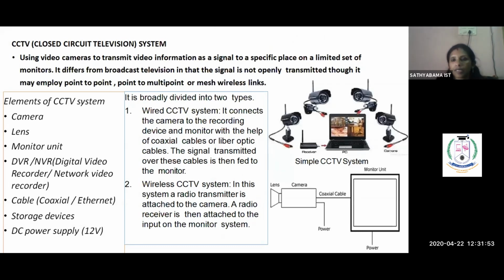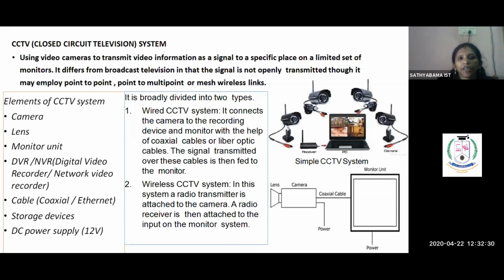Coming to your CCTV. Your CCTV is generally used for security purposes in many malls, hospitals, railway stations, everywhere, and in personal homes also we are using CCTV. CCTV is nothing but a closed circuit television system. It uses video cameras to transmit video information as a signal to a specific place or a limited space. We use monitors to view the CCTV.